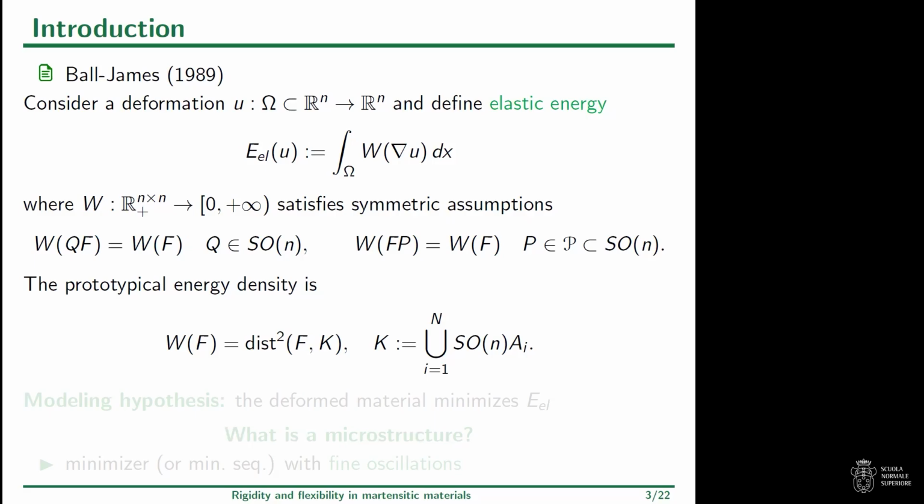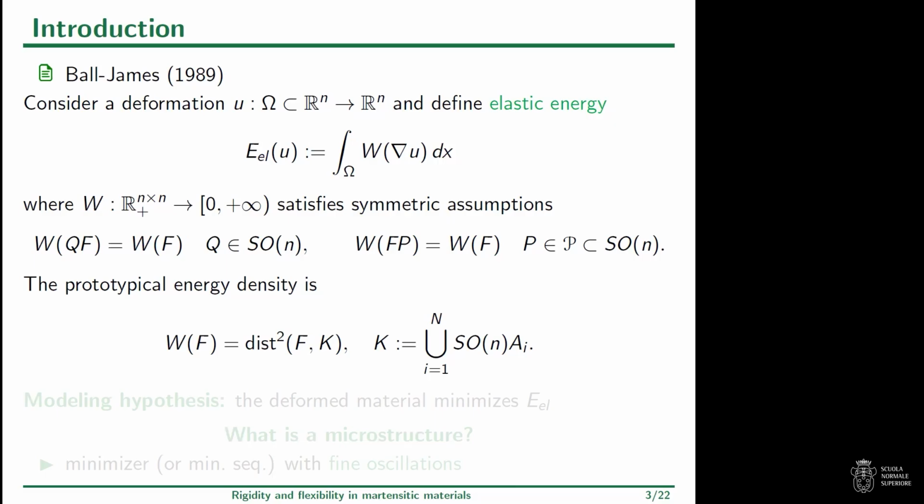We consider our deformed material to be described by the deformation map, and to each material we associate an elastic or internal energy, which is just the integral over the reference domain of an energy density, which depends only on the deformation gradient. In principle, because of the property I showed you before, the energy density also depends on the temperature, but here we are assuming that the temperature is fixed and low, and we are in the regime in which we have all these different preferred structures.